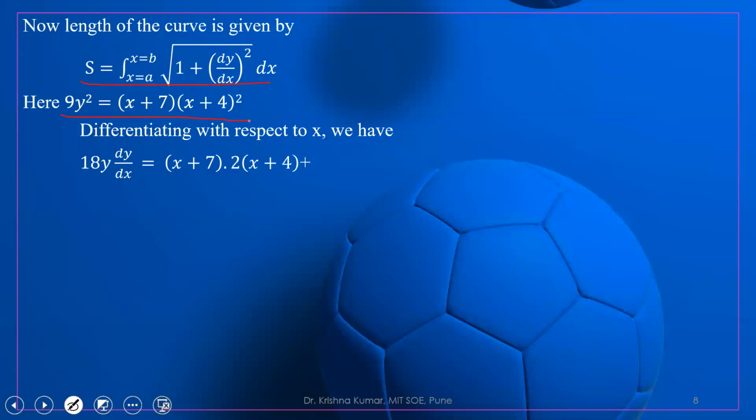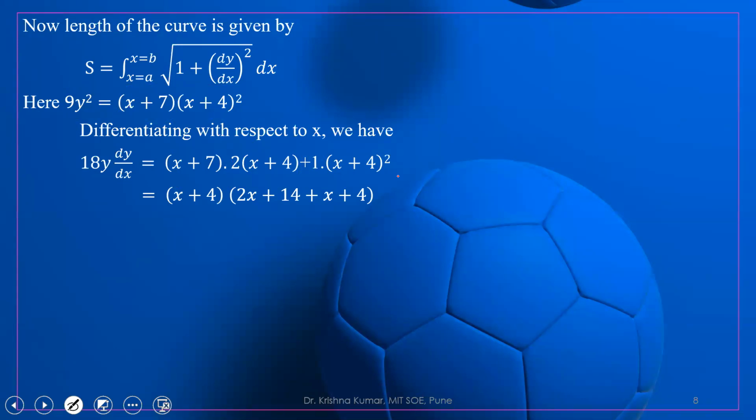Let us differentiate it. What is the derivative of 9y square? It is 18y dy/dx equal to (x plus 7) times 2 times (x plus 4), because this is the first function, and the derivative of the second function is 2 times (x plus 4), plus the derivative of the first function. The derivative of x plus 7 is 1, and the second function is (x plus 4) whole square, so 2x plus 14 plus x plus 4.